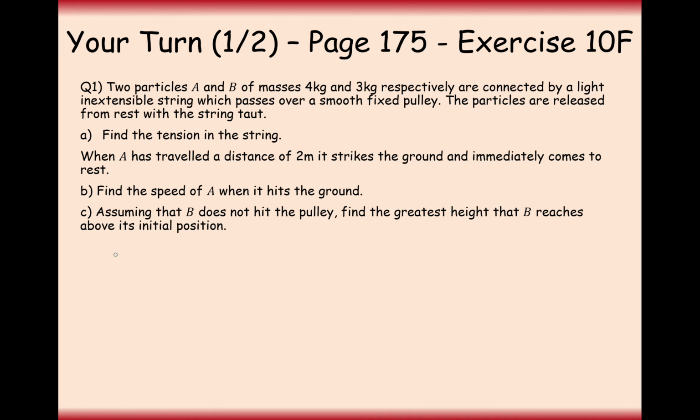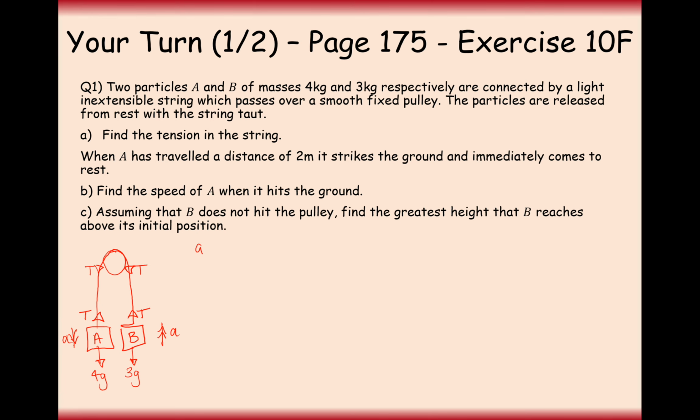So what we have is two particles that are going over a fixed pulley and they're just both dangling down like this. We have particle A with a mass of 4 kilograms, so a weight of 4g, and particle B with a mass of 3 kilograms, so a weight of 3g. We have tensions where the particles connect to the string, and tension also where the string connects to the pulley. We're going to have acceleration going downwards for particle A because it weighs more, and upwards for particle B because it weighs less. Perfect. Question set up.